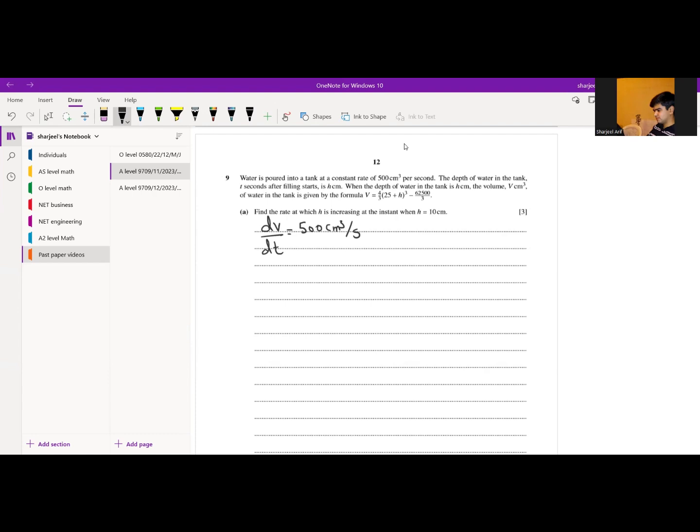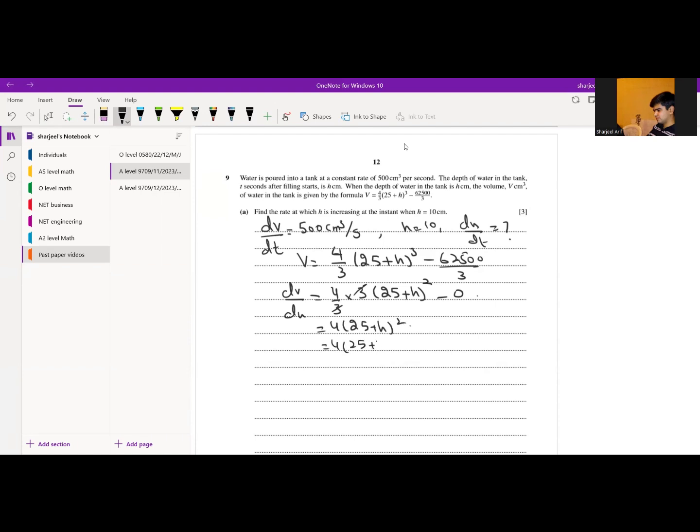The volume V of the water is given by the formula 4 by 3 times (25 plus h) whole cube minus 500 divided by 3, and the value of h is 10. We have to find dh over dt, the rate at which the height is increasing. So first we have to find dV over dh. We apply the power rule: 3 will be multiplied with the fraction, and the power will be decreased by 1. That will be whole square minus 0, because the derivative of a constant number is always 0. Cancel these two, you will get 4 into (25 plus h) whole square. Replace h equals 10, you will get (25 plus 10) whole square, and simplify it to get 4900. That would be the value of dV over dh.